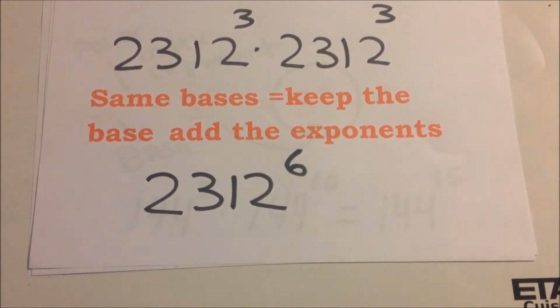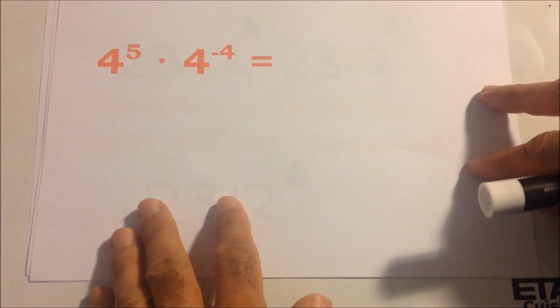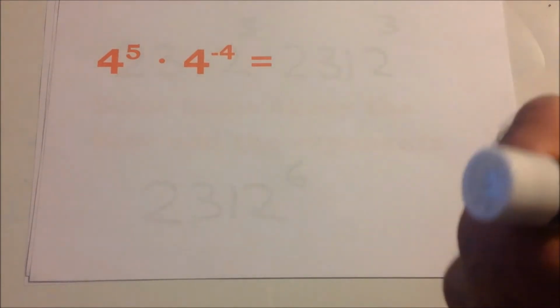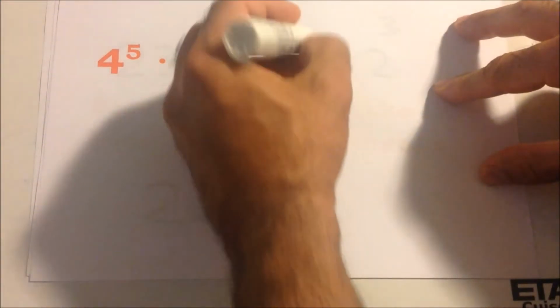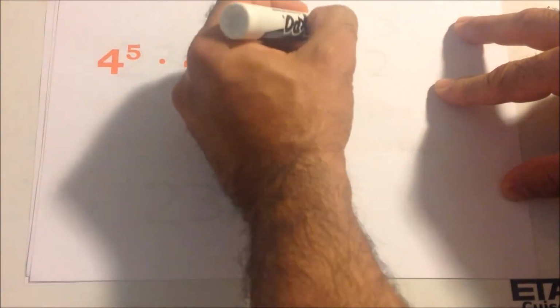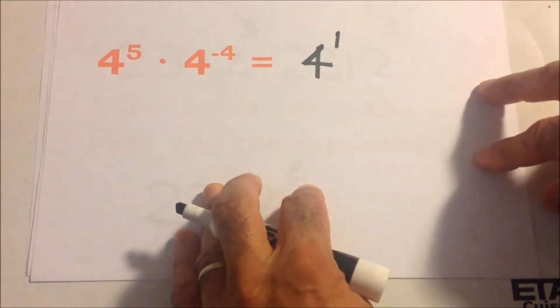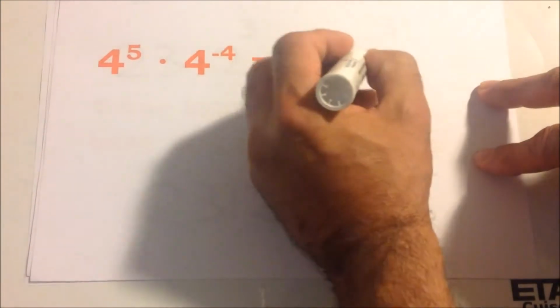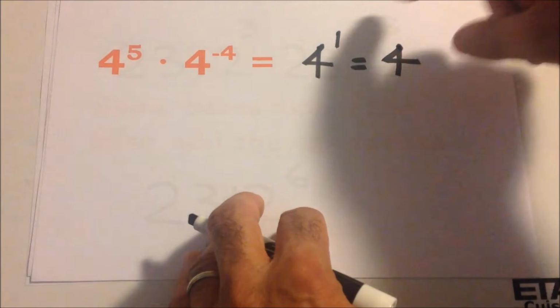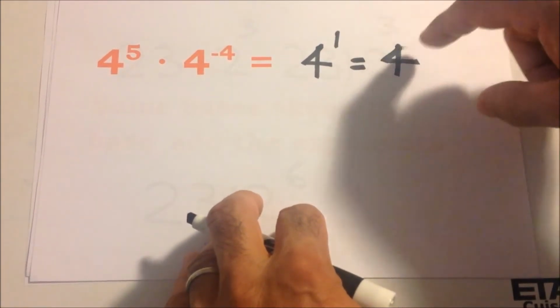Okay, try this one. See if you can do this one by yourself. Okay, do they have the same exponents? No. Do they have the same base? Yes. Same base, add the exponents. Now this would be 4 to the 1st power. 5 plus negative 4 is 1. Or you can just simply put a 4. You don't have to put the 1. Since if you see no exponent, there is a 1 there.